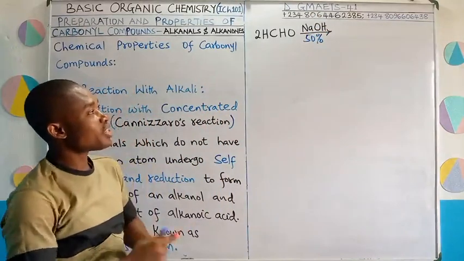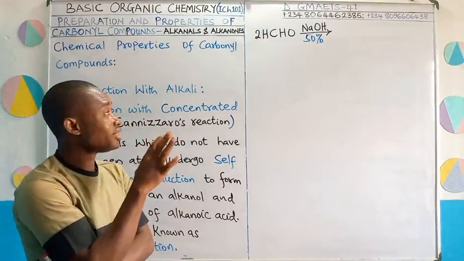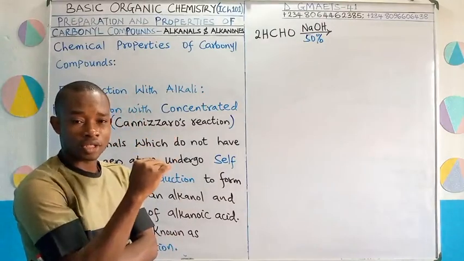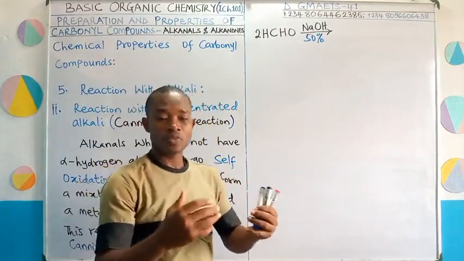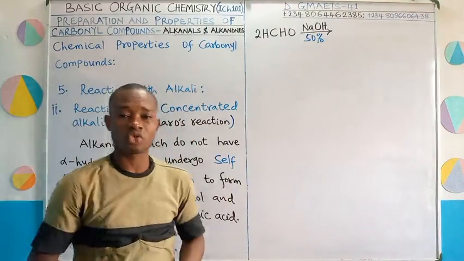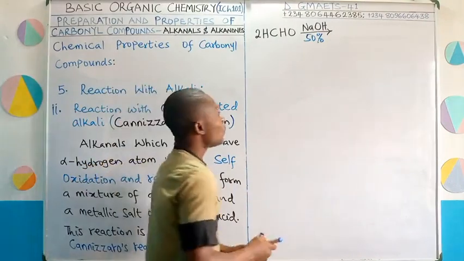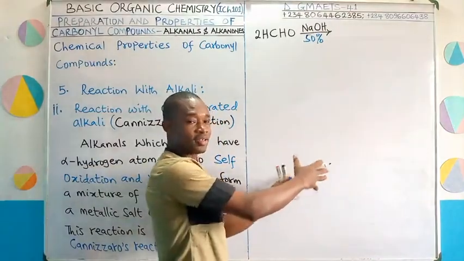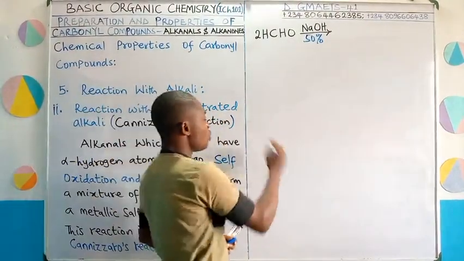Now, you notice that the methanal we used here, the compound we are using here, does not contain any alpha hydrogen. Therefore, during the self-oxidation and reduction process in the presence of this concentrated sodium hydroxide, what is going to happen? Once again, I'm going to show you the mechanism of the reaction, just a brief look at what happens. We have our methanal.